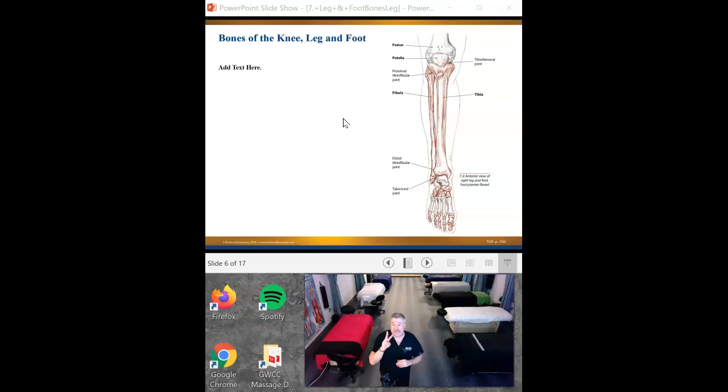Do you know the three calf muscles? Gastrocnemius, soleus, and plantaris. Wow, that was fantastic. That was perfect. Do you know the three hamstring muscles? Biceps femoris, semitendinosus, semimembranosus.